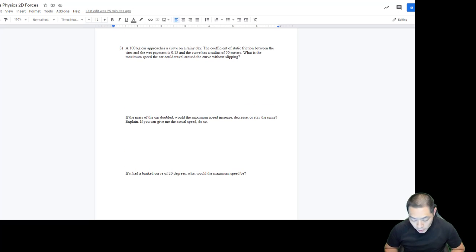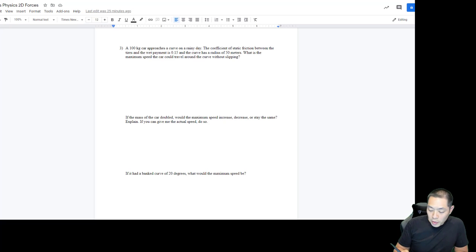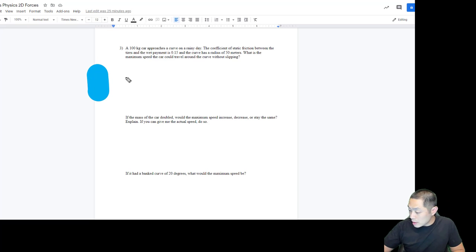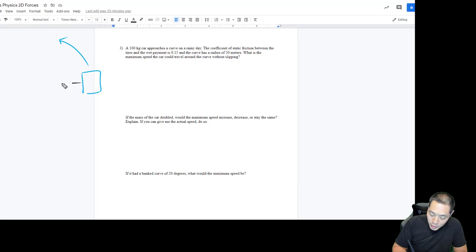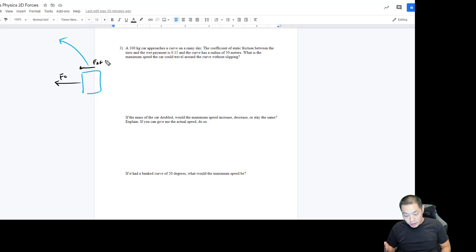So the first problem here is a car going around a curve. And in this case, there's no bank. Here's my car, and its goal is to go around this curve. So that means there must be some sort of force that's pushing it towards the center. In this case, it's going to be the force of friction. Static friction is going to be the one pushing it to the center.